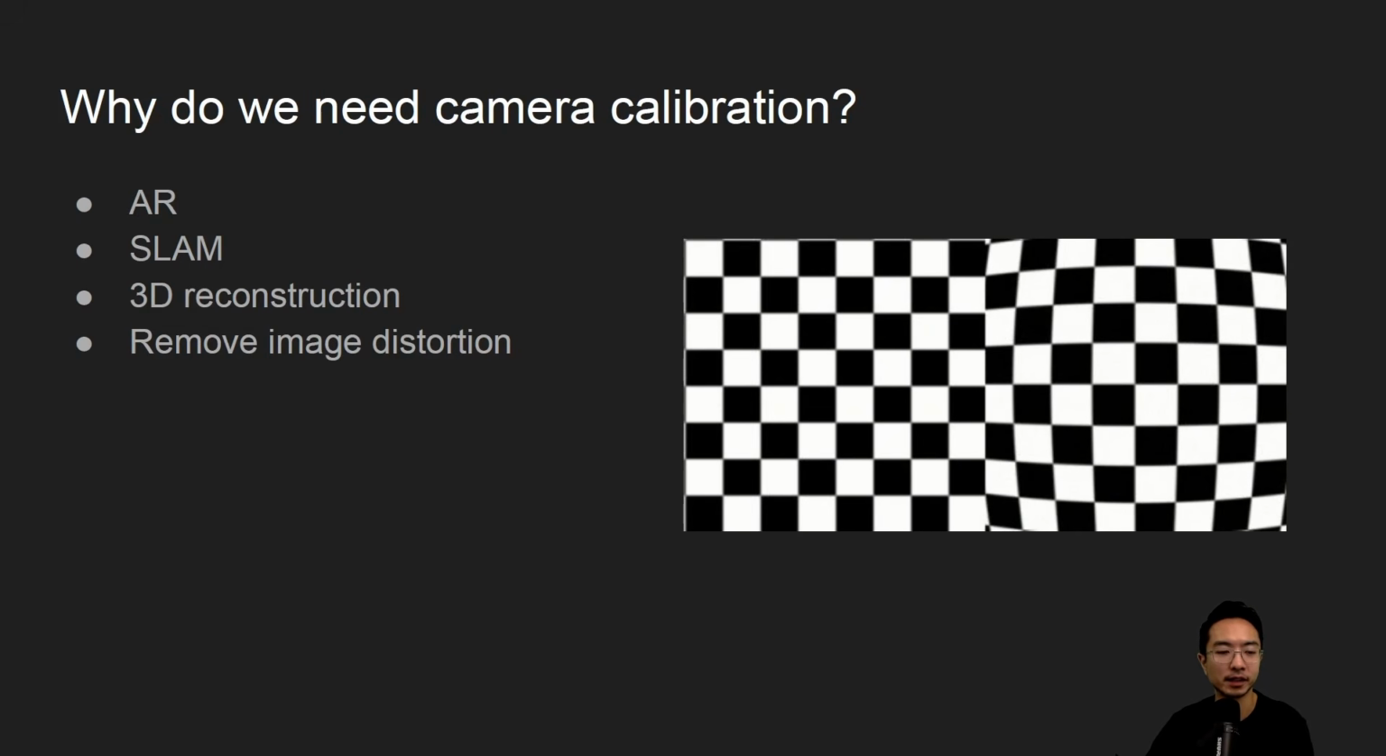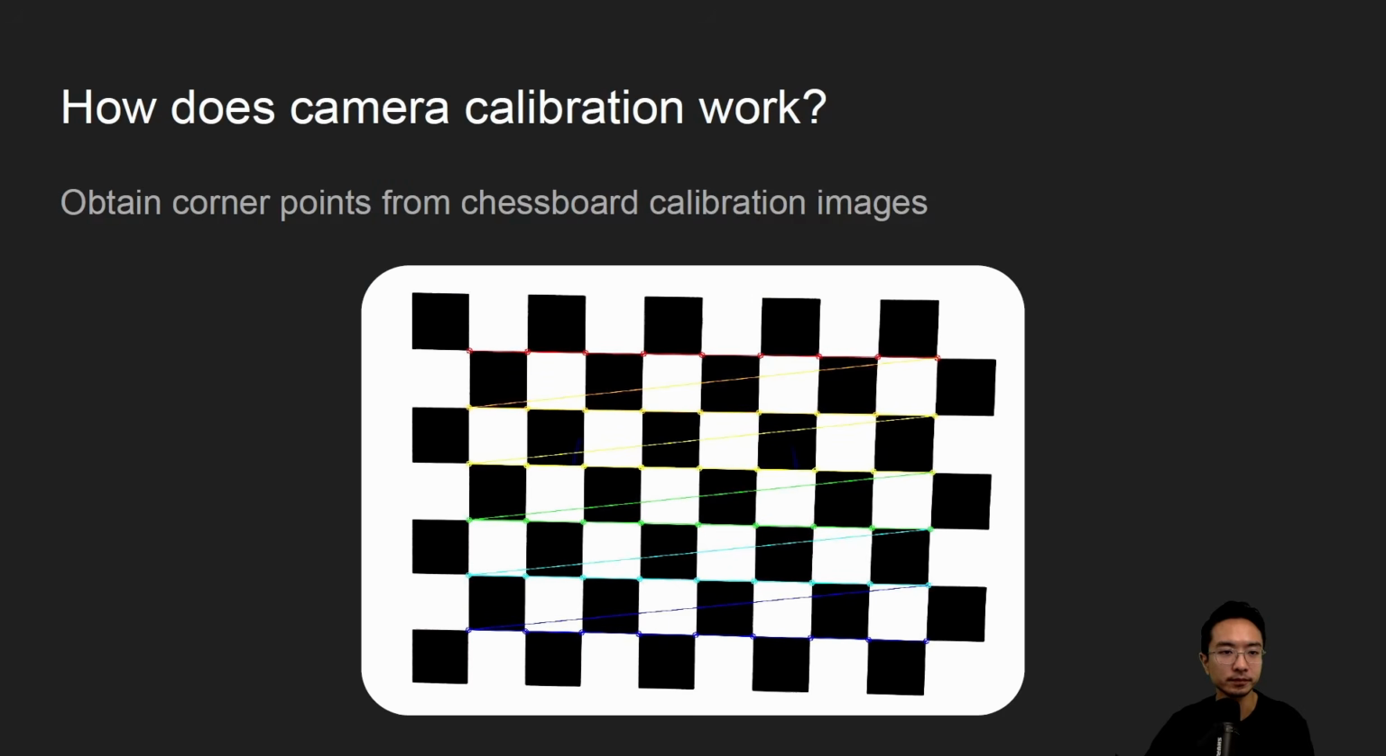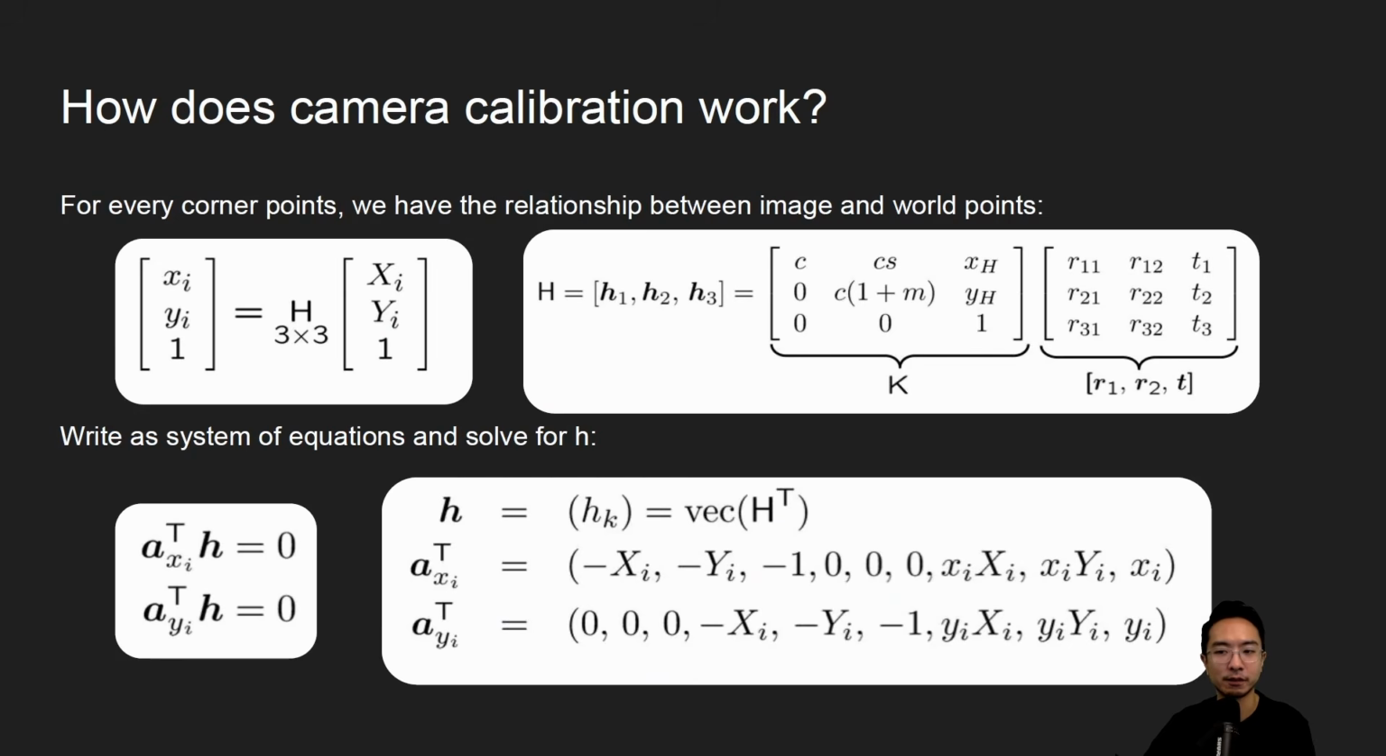Okay, so why do we need camera calibration? Camera calibration is typically good for applications like AR, SLAM, 3D reconstruction, or just for having an undistorted image. Okay, so how does camera calibration work? First off, as you've seen in a lot of cases, people take chessboard images, and that's used for calibration. We find all the corners inside our chessboard. We don't find the outer ones, just the inner ones. Then we do some process to find the best location where those corners are.